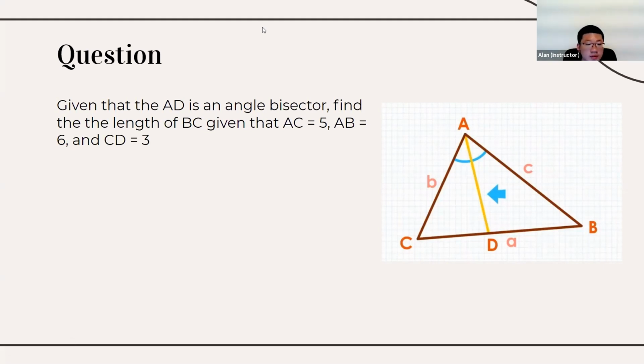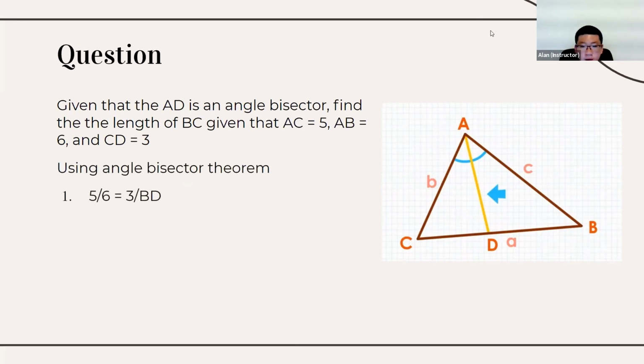Alright, I think it's been enough time, so I'm going to go over the answer. Using the angle bisector theorem, you have that AC over AB is equal to CD over BD. So you get that 5 over 6 is equal to 3 over BD. Solving for BD, you get that BD is 18 over 5.